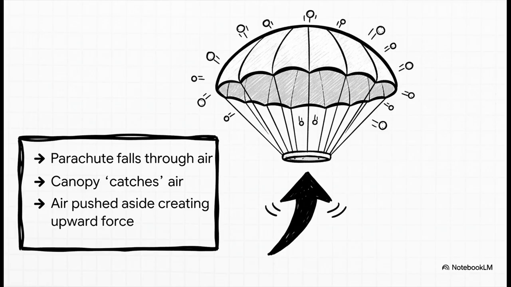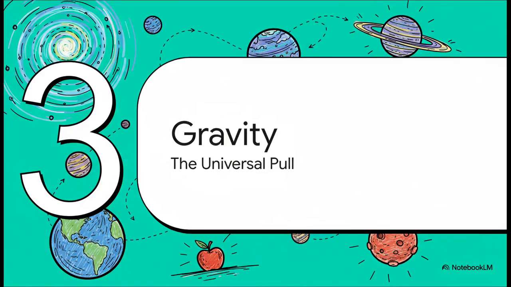For something like a big, open parachute, which is designed to catch as much air as possible, that force becomes absolutely massive and, of course, totally life-saving. Okay, so we've spent a good amount of time on the force that happens when things touch. Now, let's zoom out. I mean, way out. Let's talk about the force that doesn't need to touch anything at all. The one that works across the mind-boggling emptiness of space.